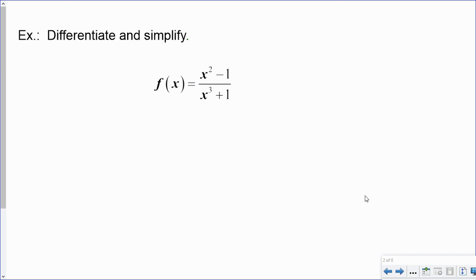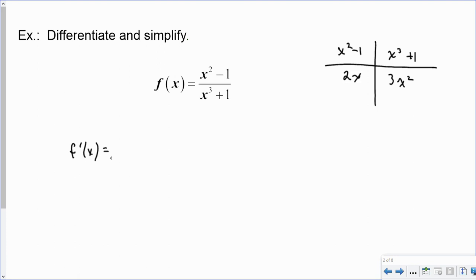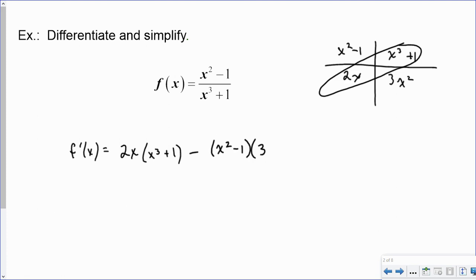Okay, so we've got our derivative of x squared minus 1, which is 2x, and our derivative of x to the power 3 plus 1 is 3x squared. And so our derivative, according to our quotient rule, is the derivative of the first function multiplied by the second function. Subtract, in this case, the product of the other two. Now they can be in any order. Okay, I can put these in any order.